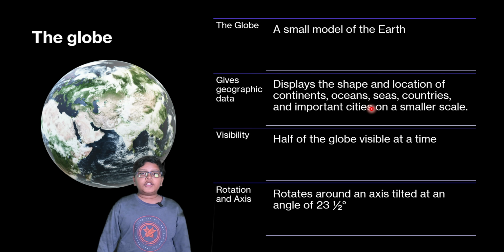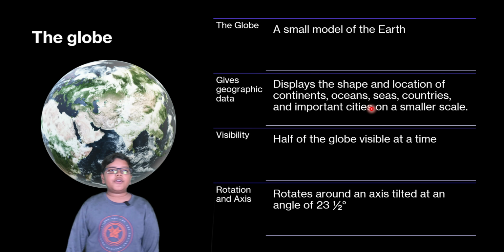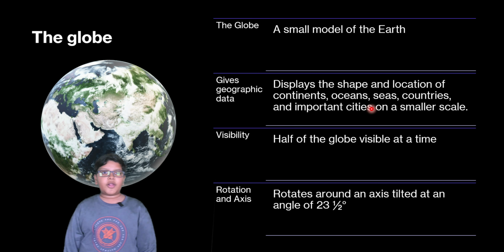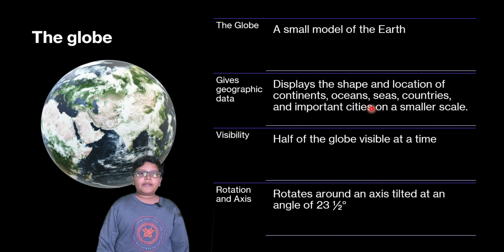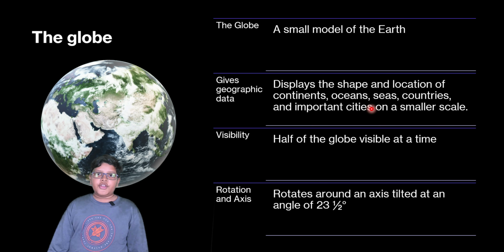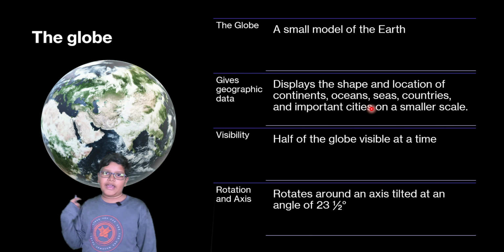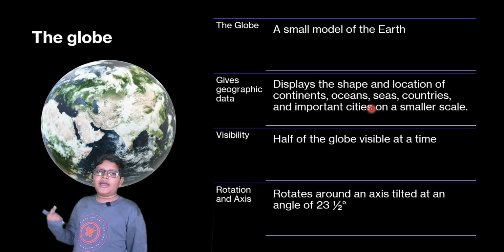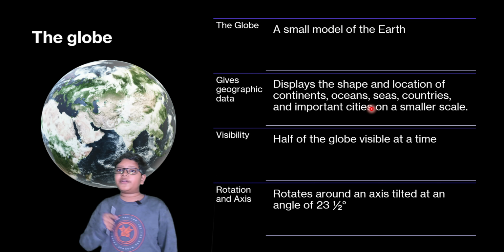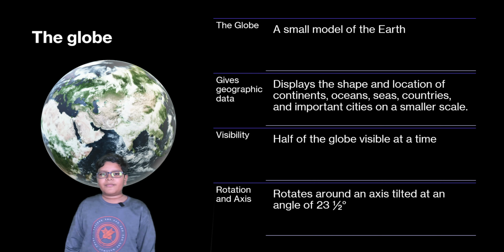The globe. The globe is a small model of the earth. It shows us the shape and location of the continents, oceans, and seas on a smaller scale. It also shows us the shape and location of countries and the location of important cities. You can only see half the globe at once. However, you can turn the globe around to see the other half. It can be turned around a line passing through it. This line is called the axis, which is tilted at an angle of 23.5 degrees.